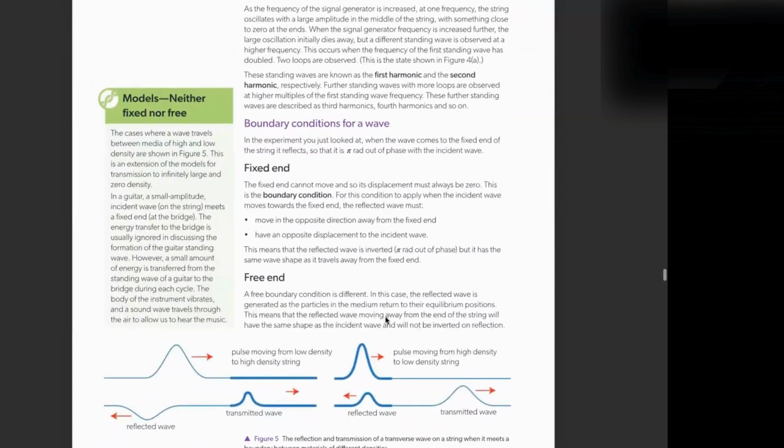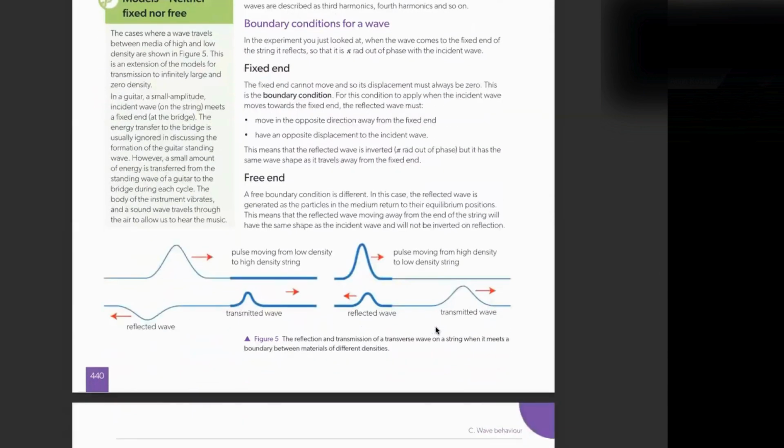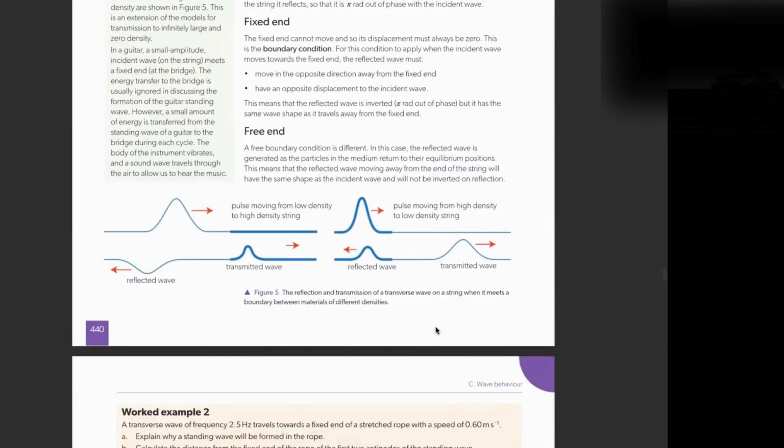This means the reflected wave moving away from the end will have the same shape as the incident wave and will not be inverted on reflection. That means the phase difference is zero in this case. So there is no phase difference in a free end.